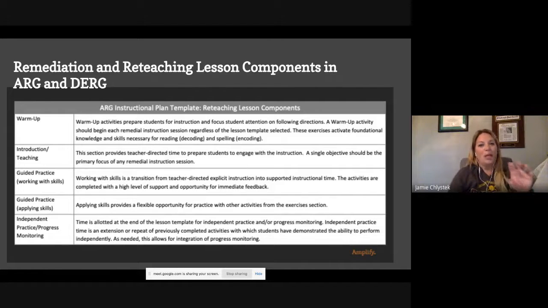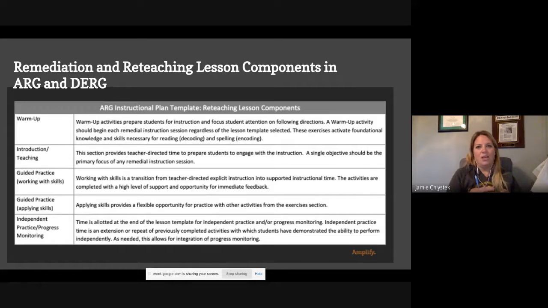we're just pulling out one of these components, and maybe we're just doing guided practice with skills and it's the teacher's direct instruction, or maybe that next day then we're doing just that guided practice where it's the students applying what they went through the day before. And so just naming that as well.